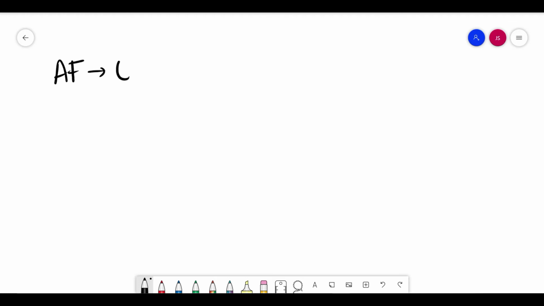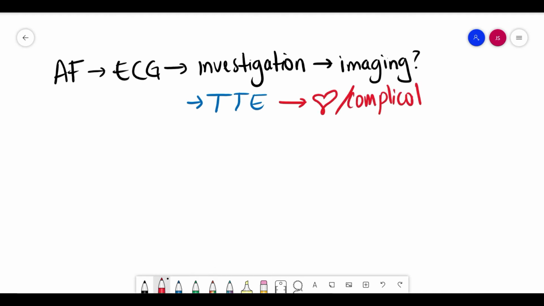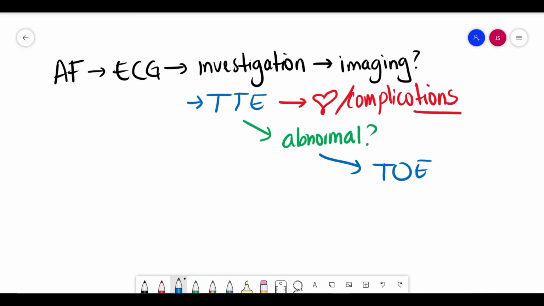So you have a patient coming with AF, you've seen the ECG, you've done the investigations, what kind of imaging should you be doing? The first line, you should think about cardiac causes with a transthoracic echo to see the causes and complications. However, if that's abnormal, then you should consider a transesophageal echo, which is a lot better, and a chest x-ray just to see signs of heart failure.